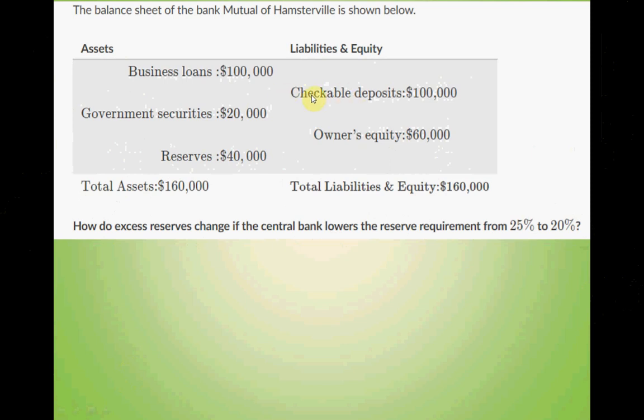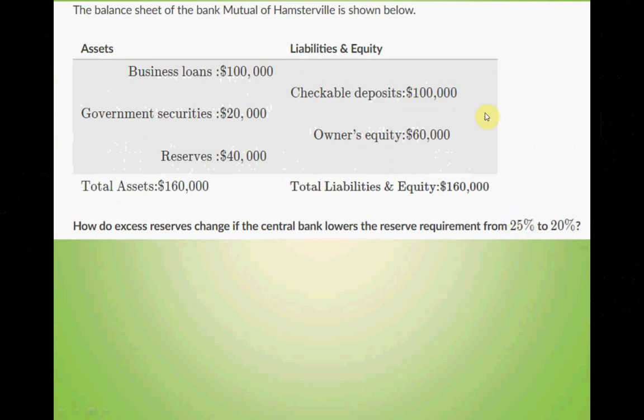So their liabilities here. This is why your book made a third column for equity. Usually you're going to see it like this. This is usually how the AP exam is going to be set up, with liabilities and equity mushed together. So make sure you know in your brain to separate those things. They have checkable deposits of $100,000. That means that people have put $100,000 in this bank, and they need to keep a certain amount of it as required reserves, so the economy doesn't collapse and people don't run on the bank. Right now they were at 25%.